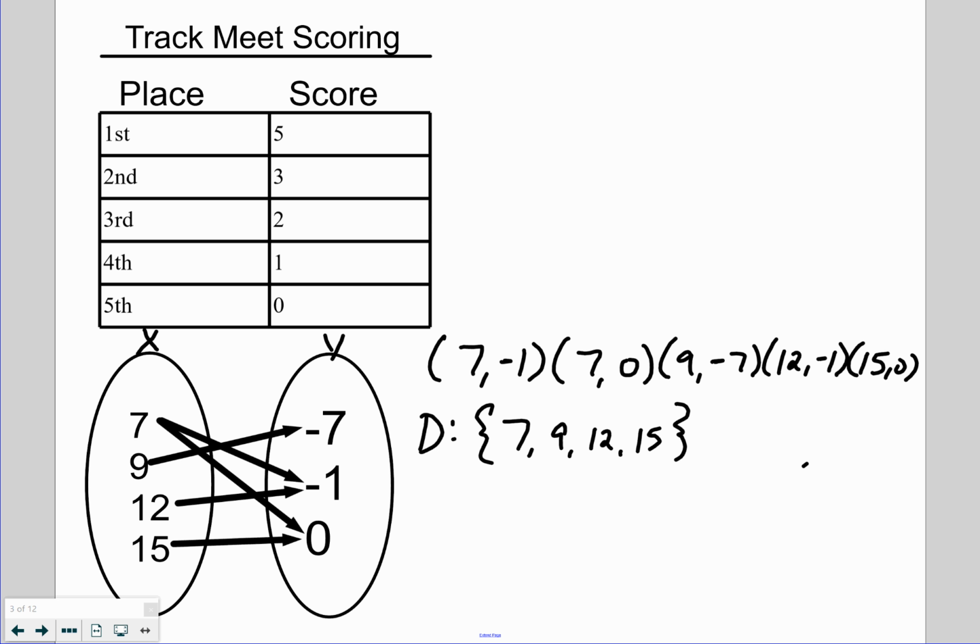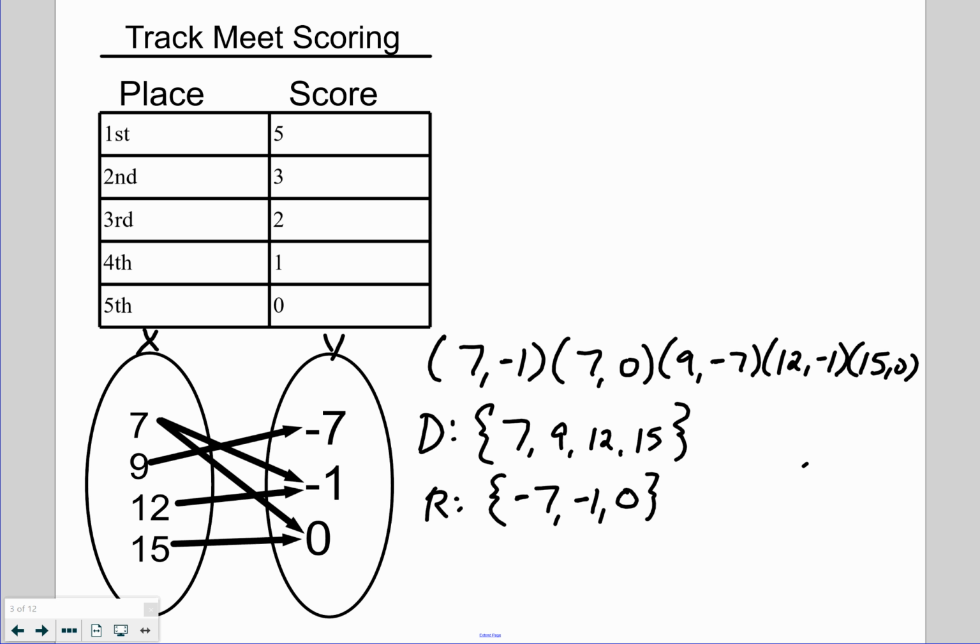So there's roster notation. What about the range? What's going to be the range of values? -1, 0, -7. No. Just -1 and then. Thank you, Miguel. -7, -1, and 0. Notice I said no because you guys did not list it in numerical order. So make sure you go from least to greatest. And even though the -1s repeat, there's only one of them, and the 0s repeat, there's only one of them.